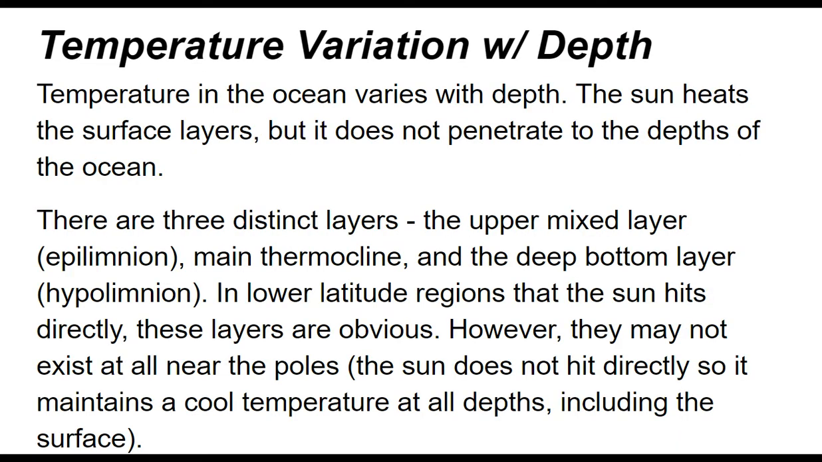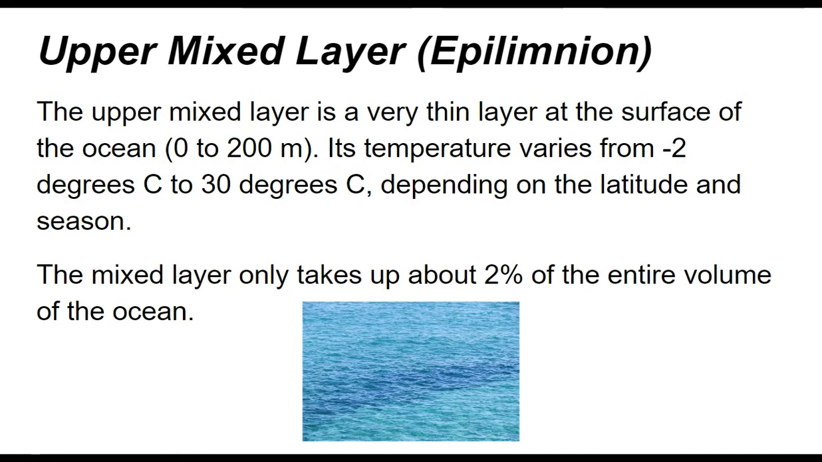Temperature in the ocean varies with depth. The sun heats the surface layers, but it does not penetrate to the depths of the ocean. There are three distinct layers: the upper mixed layer, main thermocline, and the deep bottom layer. In lower latitude regions that the sun hits directly, these layers are obvious. However, they may not exist at all near the poles, because the sun does not hit directly, so it maintains a cool temperature at all depths, including the surface.